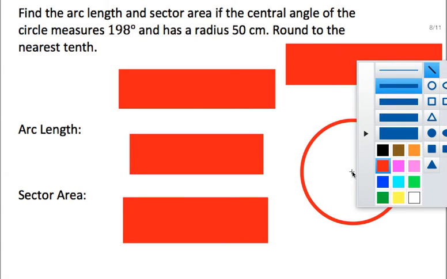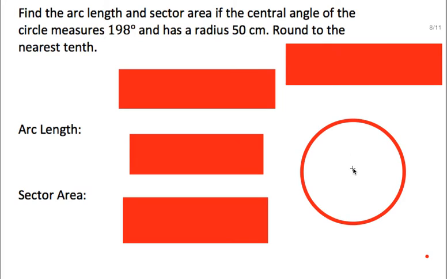So I have a circle, and okay, let's see, my radius is 50, and my angle is going to be 198, so maybe like that. So my angle here is 198 degrees. Almost looks like a frowny face. Okay. And I need to find my arc length. So my arc length is going to go from this point here all the way around to this point here.